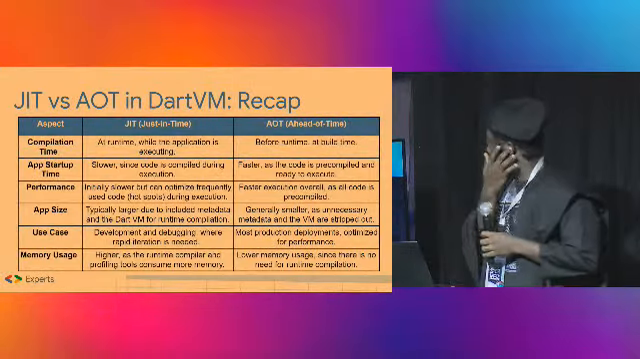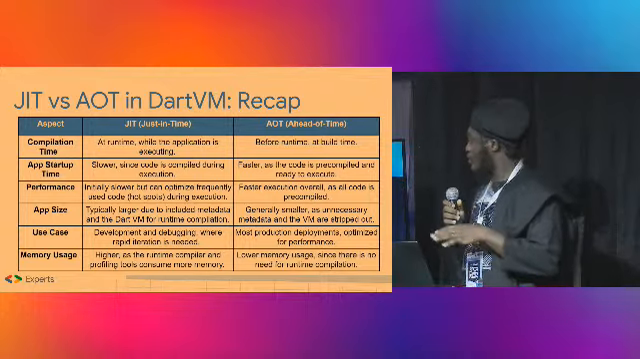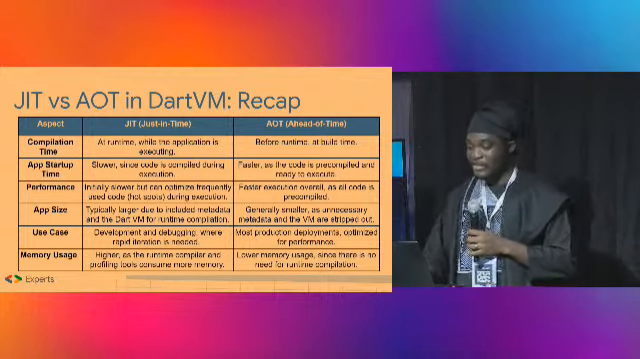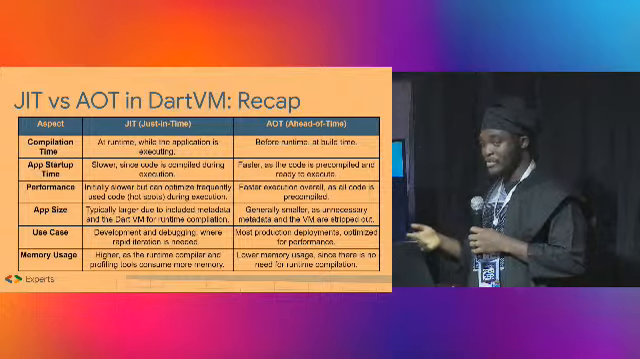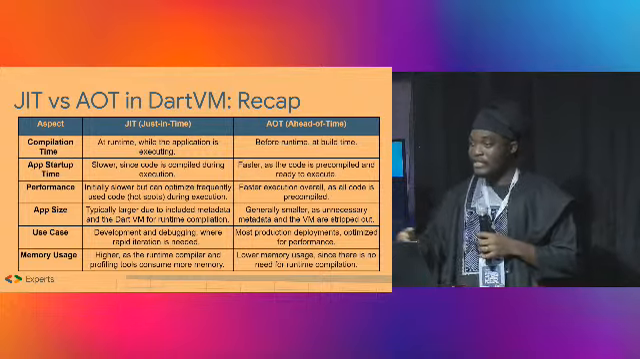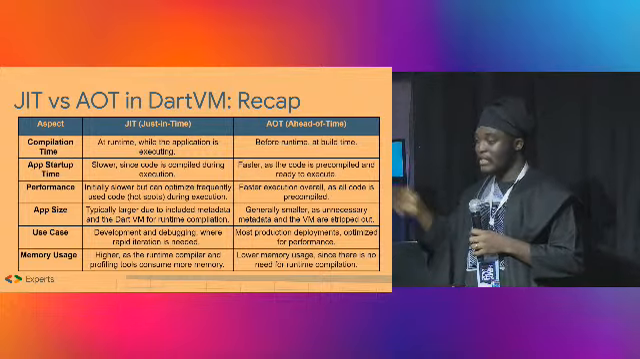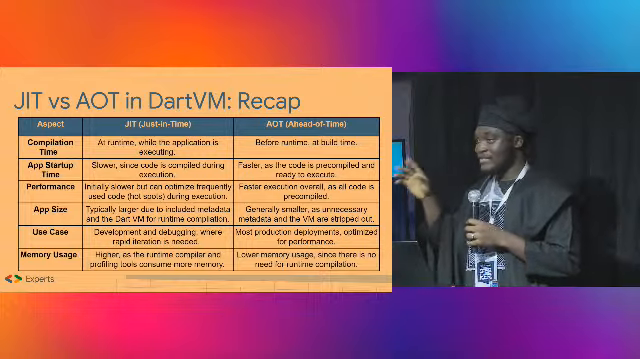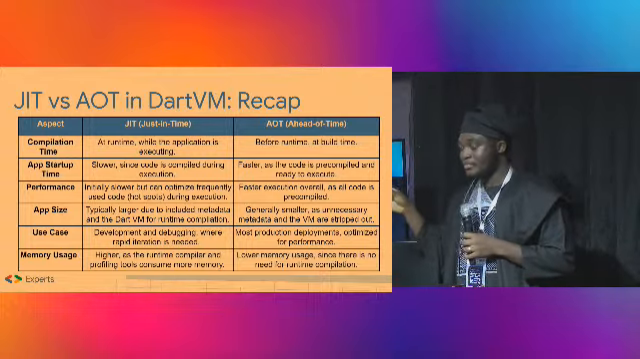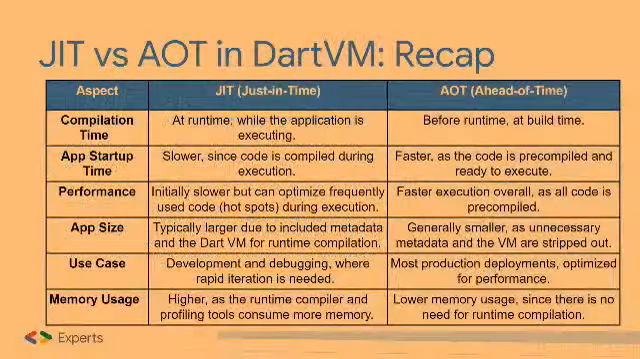So here we have some recap of AOT and JIT. JIT is at runtime while your application is executing. AOT is ahead of time. Basically, when you run that Flutter build APK command, everything is compiled at once, and you get your APK. And there are some other things here, but we can't go through all of them since the time is quite limited.